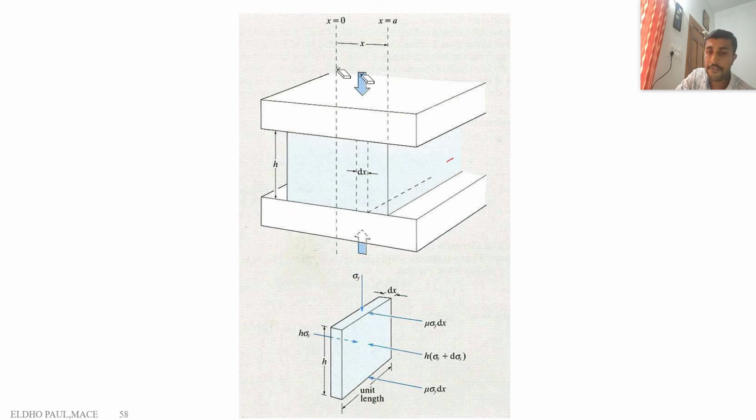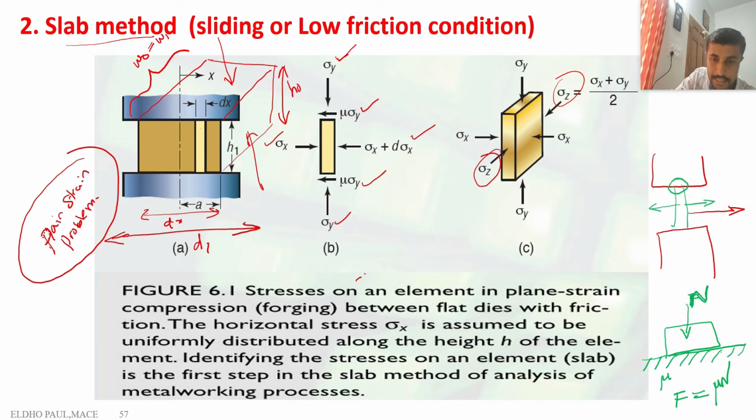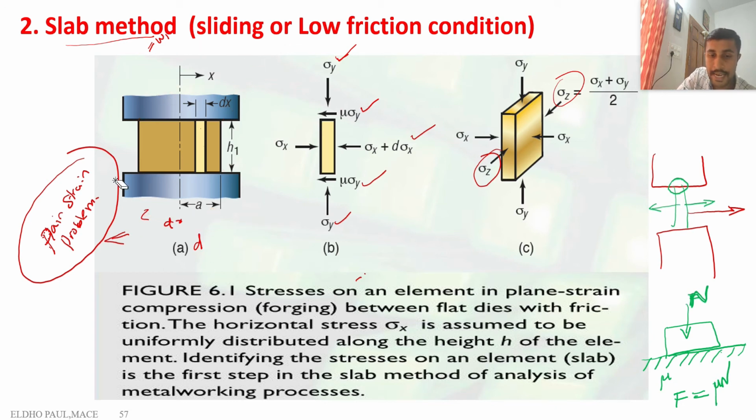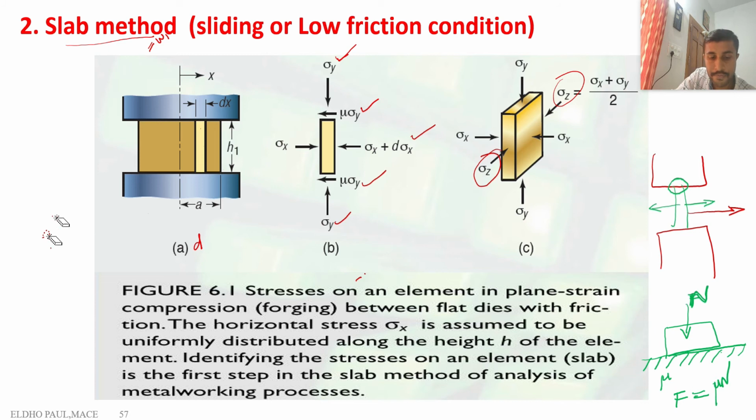So here for the analysis, I am taking an element. So this is my element used for analysis. Actually this has a thickness of dx. Okay, the element has a thickness of dx, and this element is located at a distance x from the center. And the total length of this workpiece is 2a. Here a is the distance from the center to the periphery, the surface. 2a is the total length.